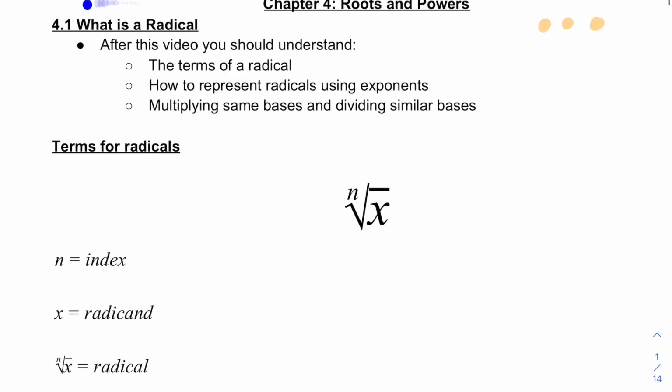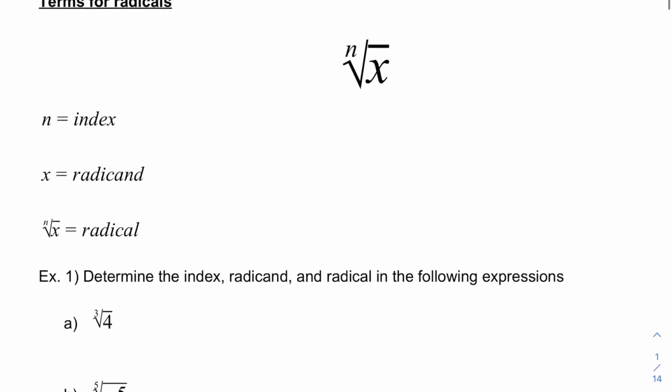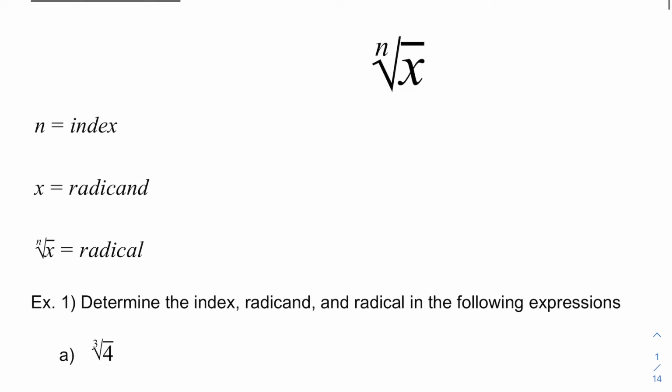So for 4.1, we kind of want to know what is a radical. After this video, you should understand a few things. The terms of a radical, that just means the definitions and the makeup of a radical. How to represent radicals using exponents, that's super important. And multiplying some bases and dividing similar bases. So this is the first thing to knock out, terms of a radical.